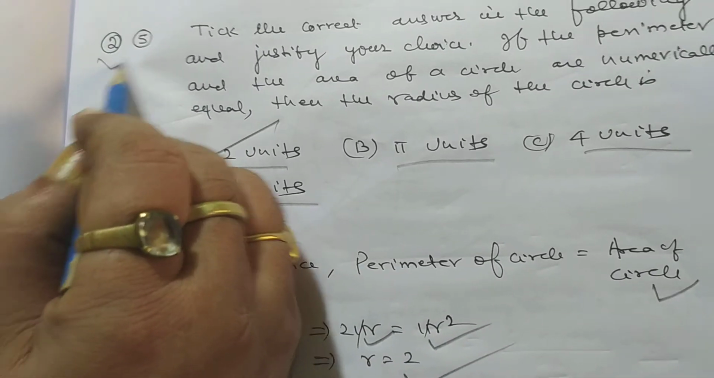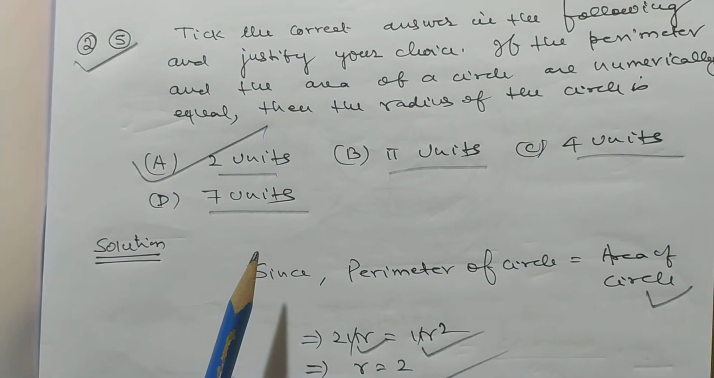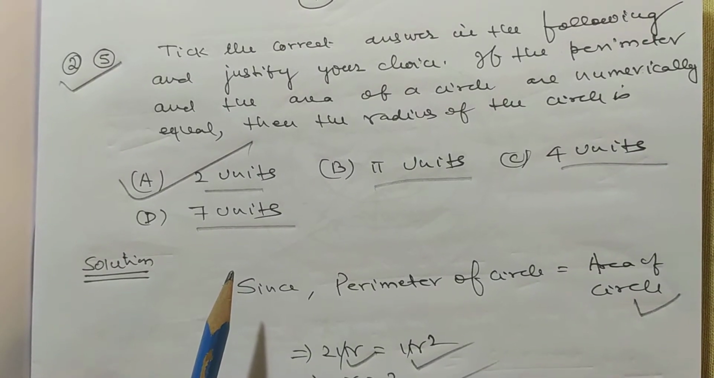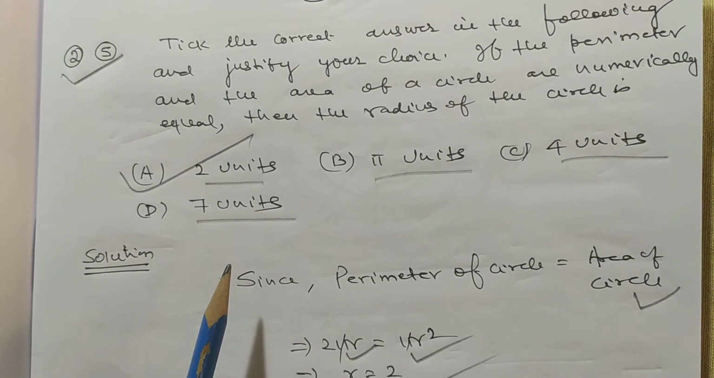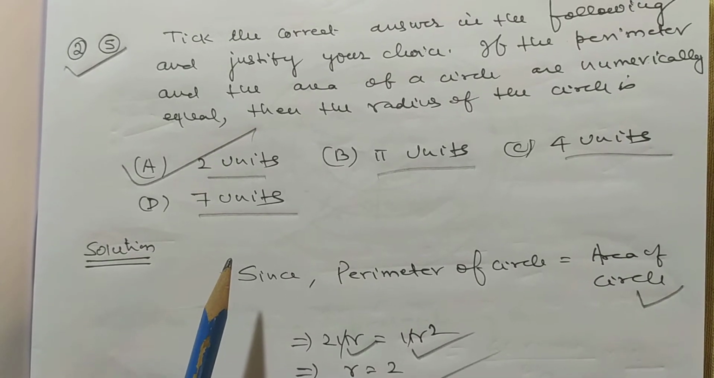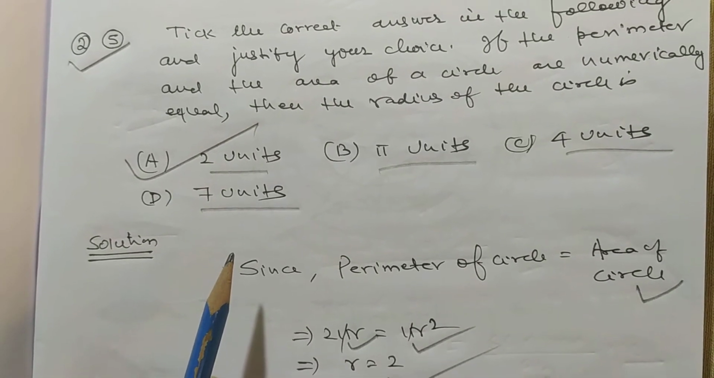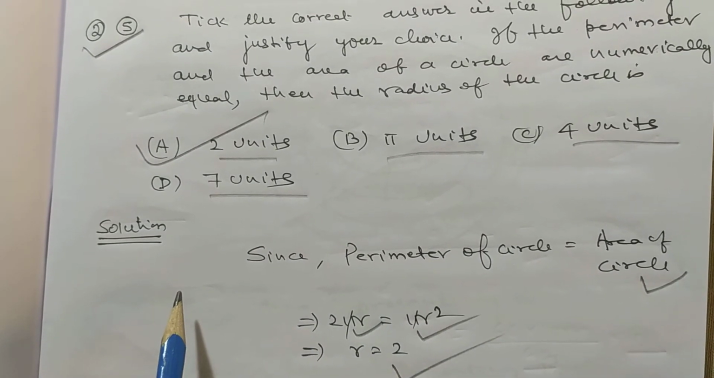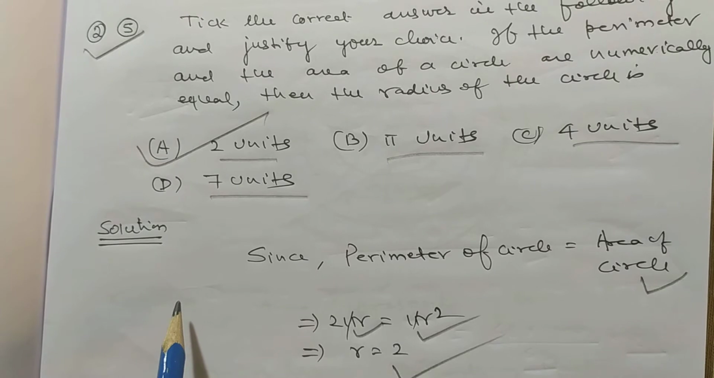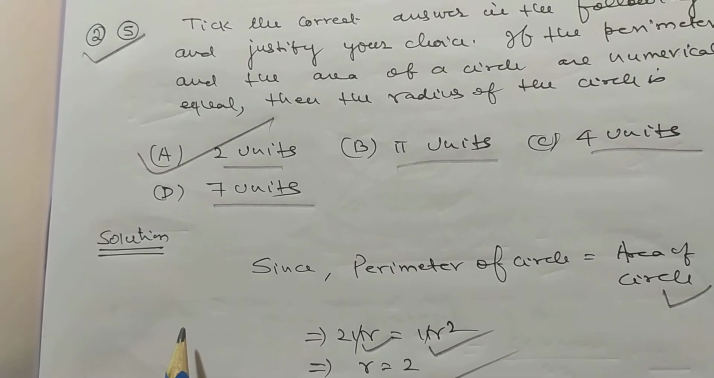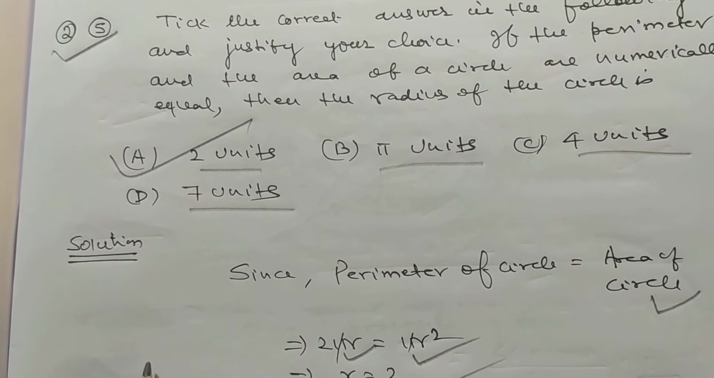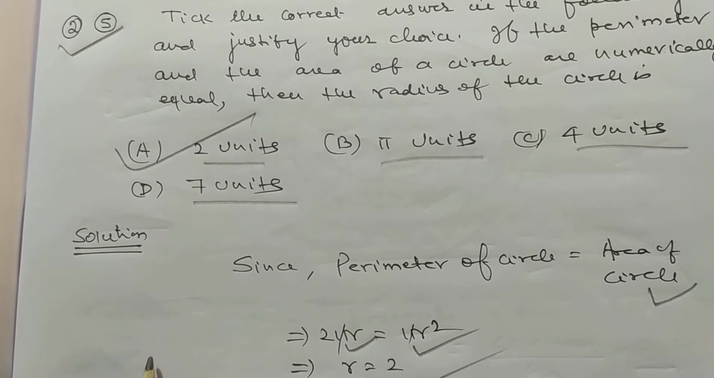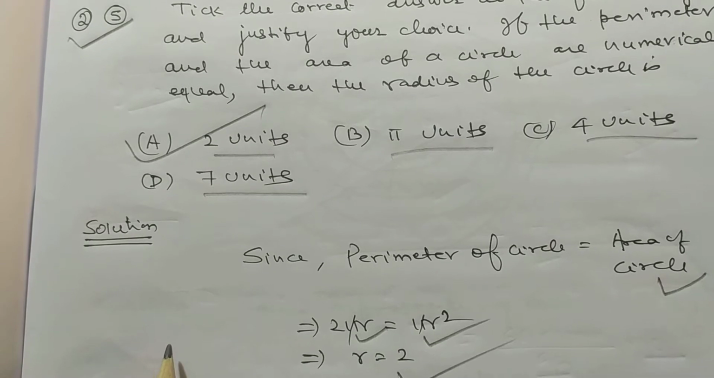Now, my dear student, I want to solve multiple type of questions. Here number 2 is a multiple type of question. Take the correct answer in the following and justify your choice. If the perimeter and area of a circle are numerically equal, then the radius of the circle is. There are 5 options. As I told you earlier, this chapter is very, very important for the purpose of multiple type of questions. These days, it is very important to know the concept by which you can solve the multiple type of questions.